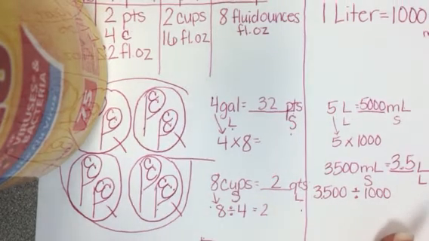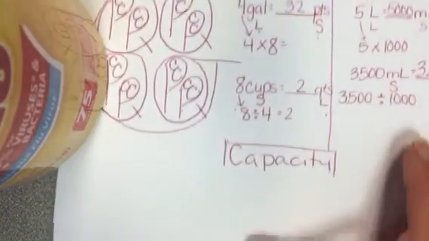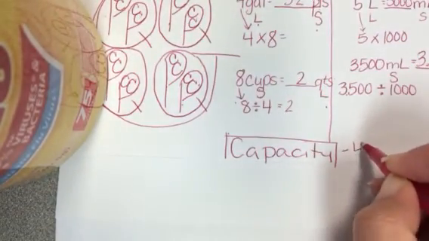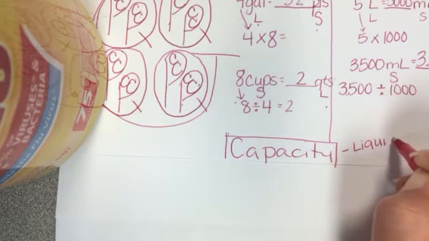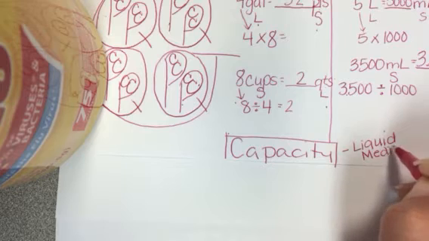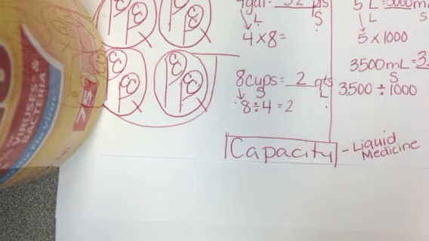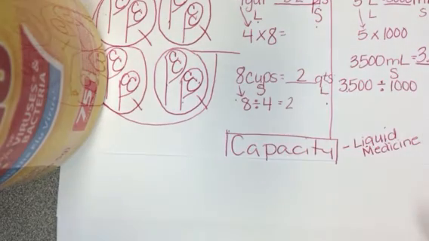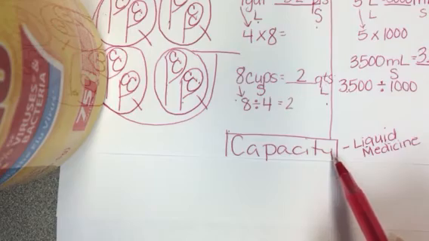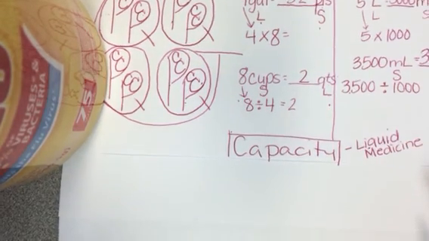So these have to do with capacity. One more thing I'm going to say. Capacity has to do with liquid. Sometimes medicine is done in milliliters, especially if you're a kid and you take that liquid measurement, you have to put it in a cup or something like that. Liquid is done with capacity. Lots of times measuring flour, measuring rice, just like we did in class, is done this way.